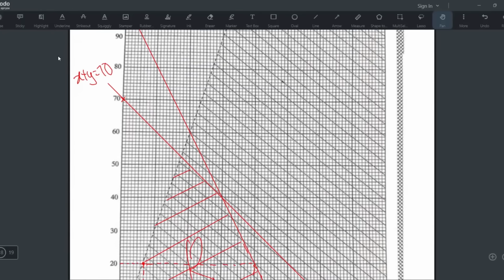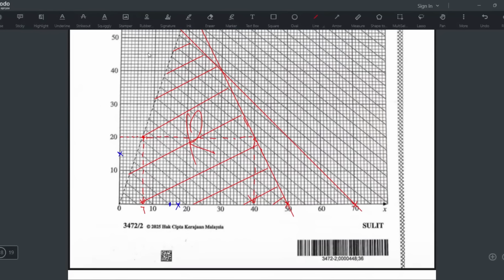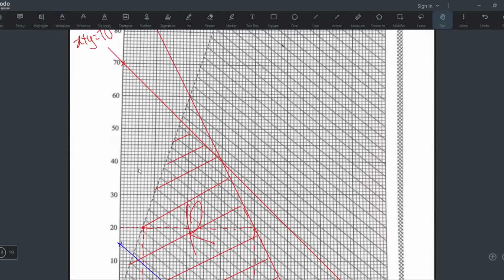So 0, 15, 17.50. This time I use blue color, but you have to use pencil. 0, 15 is here. Then 17.50: this is 15, then 16, 17, I take the middle here, 17.50. Then use a blue line to join. But when you join this, it has to be a dotted line, like a dash line. So this equation is 1.5x plus 1.75y equals 26.25. This is the objective function line.